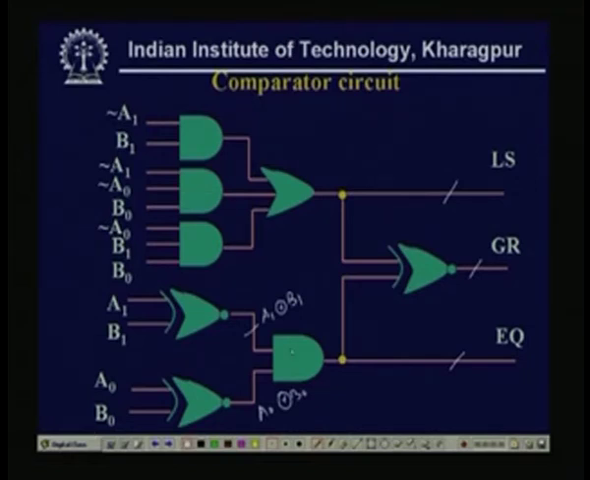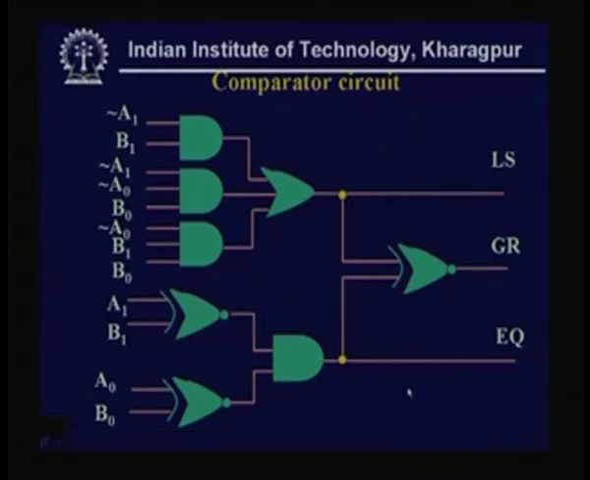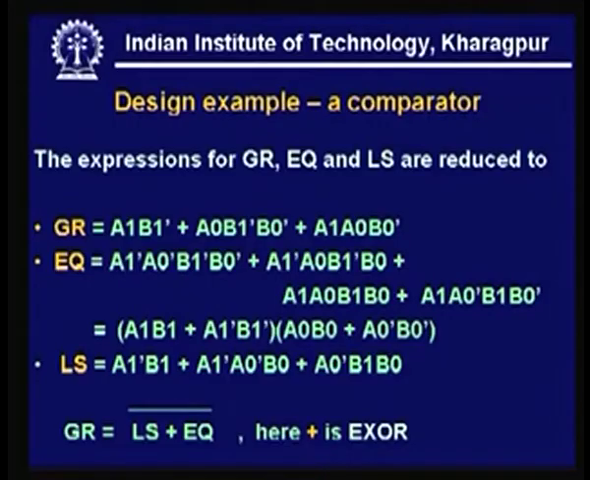So, in this way we can design combinational circuits. Now, we see the previous thing. This is one type of realization where mainly the AND, OR and XOR, these are the three gates we have used.